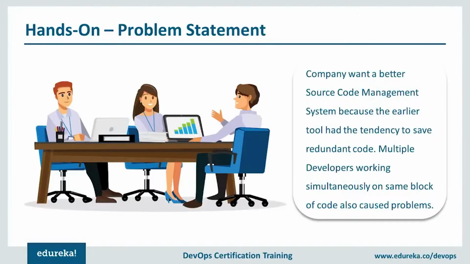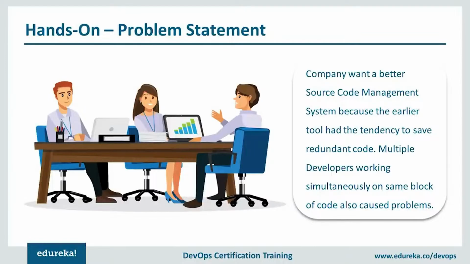So now that I've told you so much about version control systems and Git and different operations in Git, let's move on to a hands-on part where we'll be performing all these operations. We have a company where 3 developers are working. They want their company to have better source code management. Whenever I say source code management, I'm referring to the version control system.